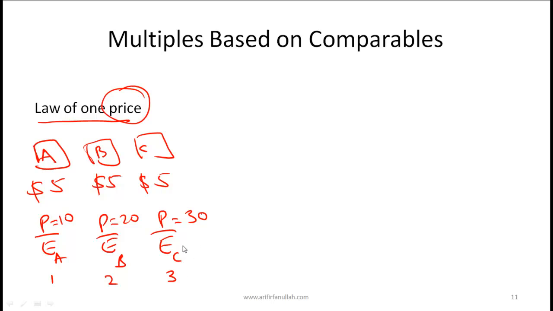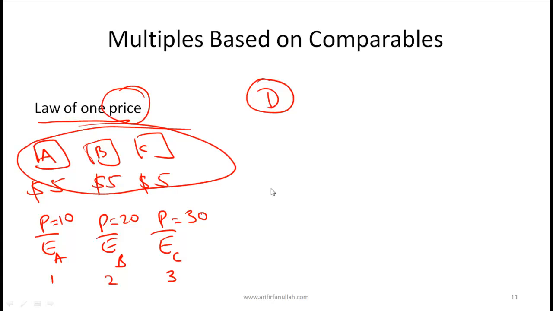Now how do we use this? Let's say you have a company D now, and this company D is being valued. Let's say this company D is in the same industry as these 3 companies. So if company D is in the same industry, we would expect the PE ratio for D to be equal to 10. So this is what we would expect given the industry.